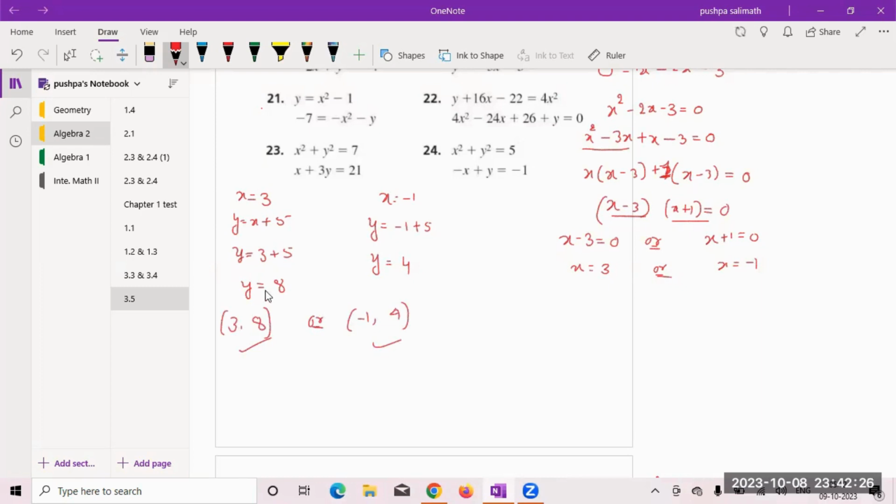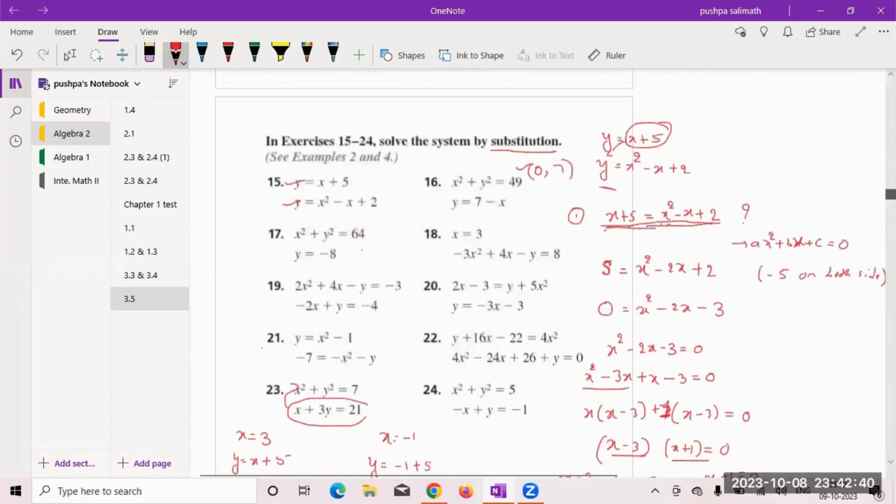Okay. See, the only thing is that you have to simplify this equation for x is equal to or y is equal to, and substitute in the other equation. That is what you need to do. Okay. You solve problem number 18.